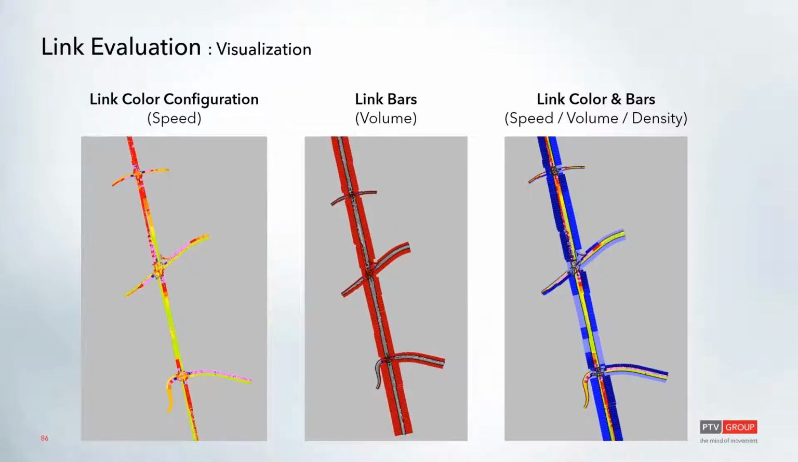And then if you do want to view all this information together all at once, you can set up both the link coloring and the bars. So in this case, we're looking at the link speed, and then we have link bars drawn in where the width represents the volume, and then those link bars are colored based on the density for each of the link segments.